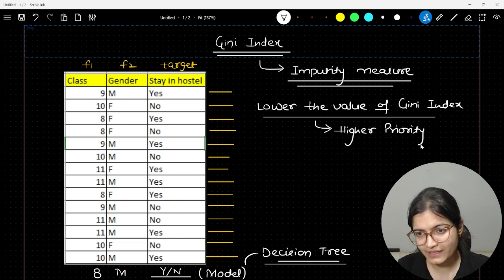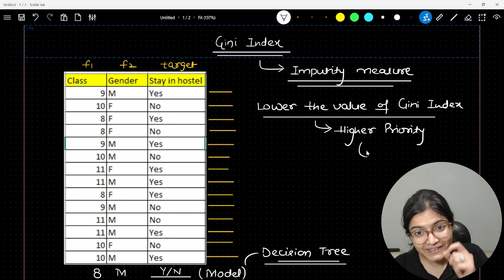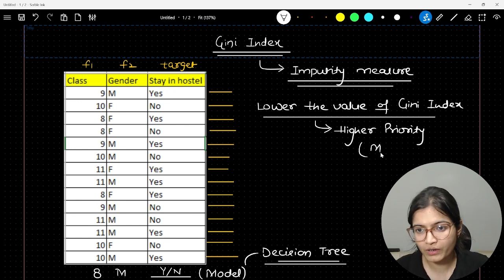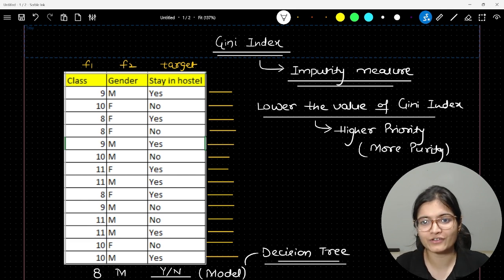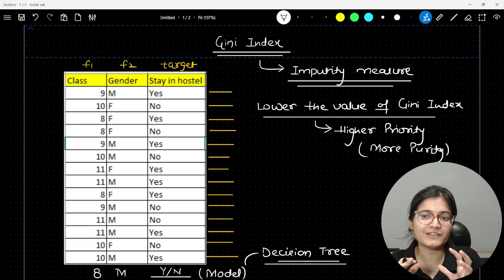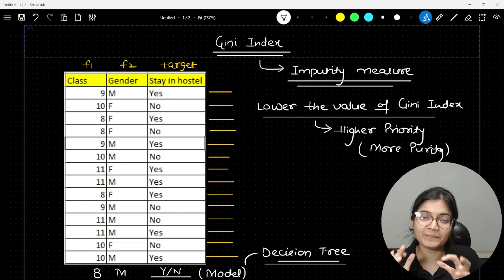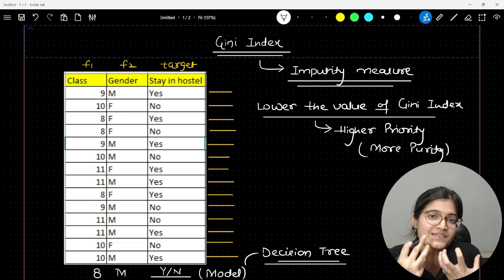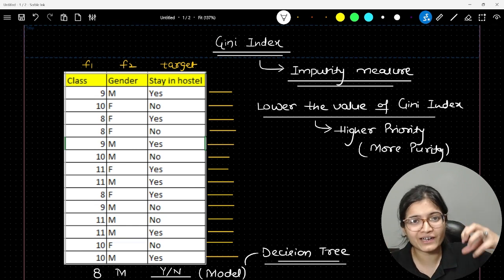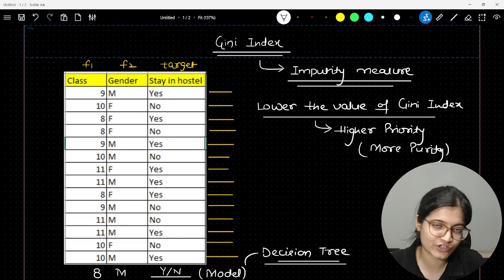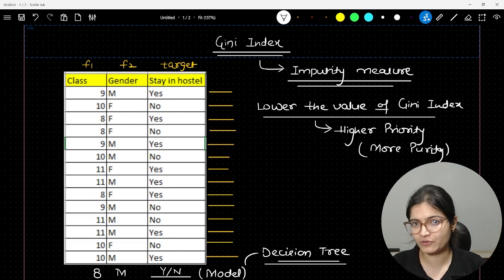Why is that so? Because in that case, that specific feature is higher in purity. A lower value of Gini index means lower impurity, which means more purity. It means we need to prioritize that feature with a higher priority in order to create a root node or the next internal node and so on. I hope this part is pretty much clear to everyone.